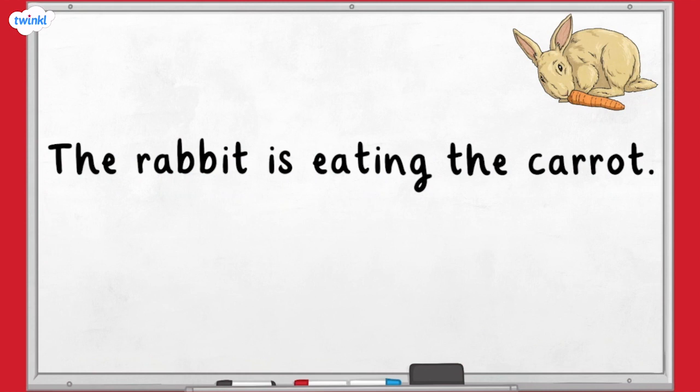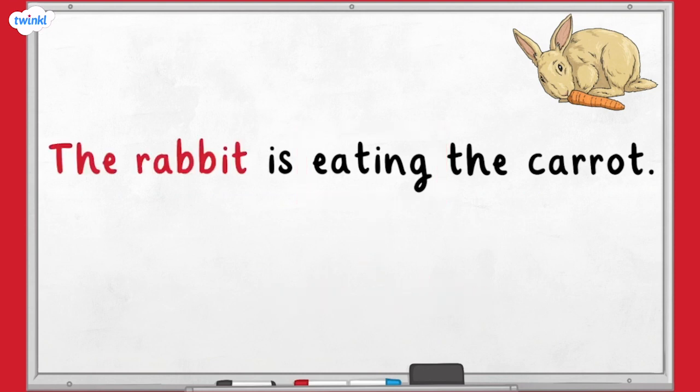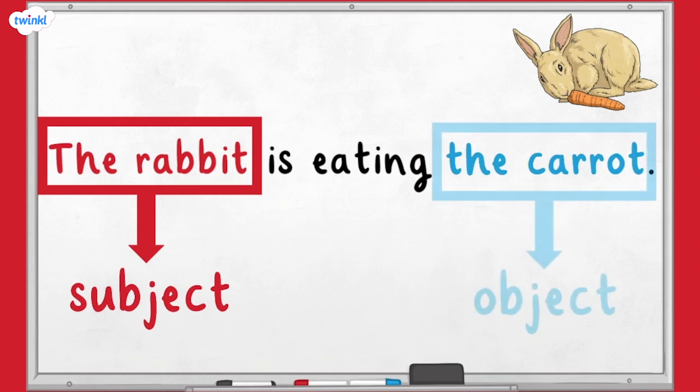Take a look at this sentence. The rabbit is eating the carrot. In this sentence, the main action is eating. The rabbit is the subject because it is doing the eating. The carrot is the object because the action is happening to it. Sometimes the subject comes before the object in a sentence. Other times the subject comes after the object.